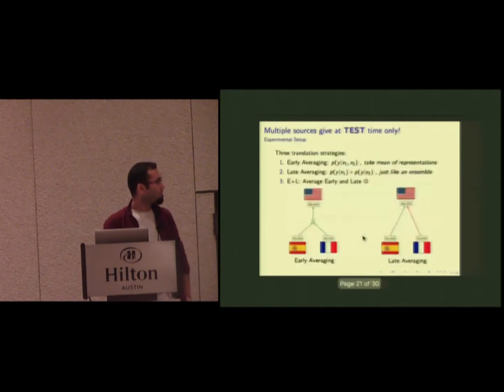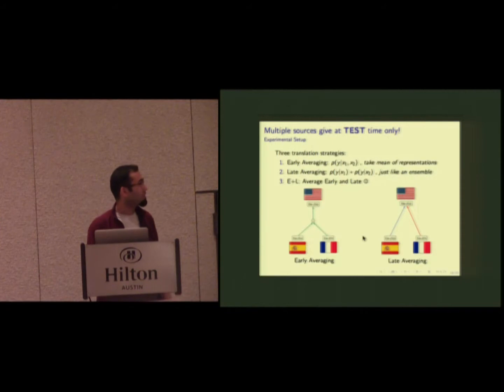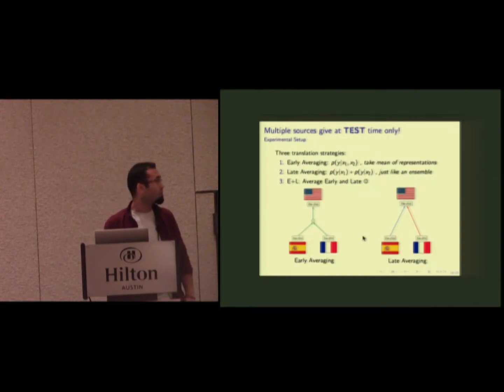multi-source. So we came up with three translation strategies that can be used during test time only. Early averaging is just taking the mean operation between these two context vectors, and late averaging corresponds to model averaging. That corresponds to model ensembling. We can also ensemble early and late averaging, which we call early plus late.